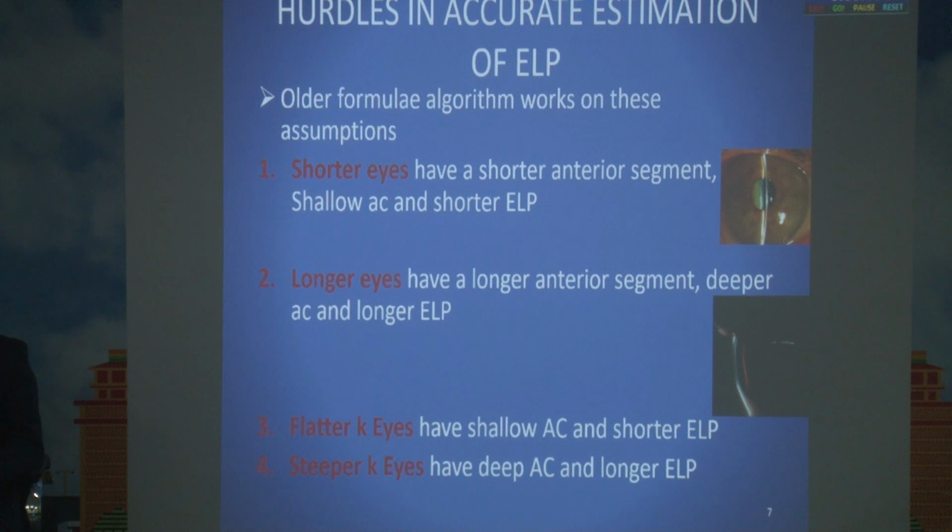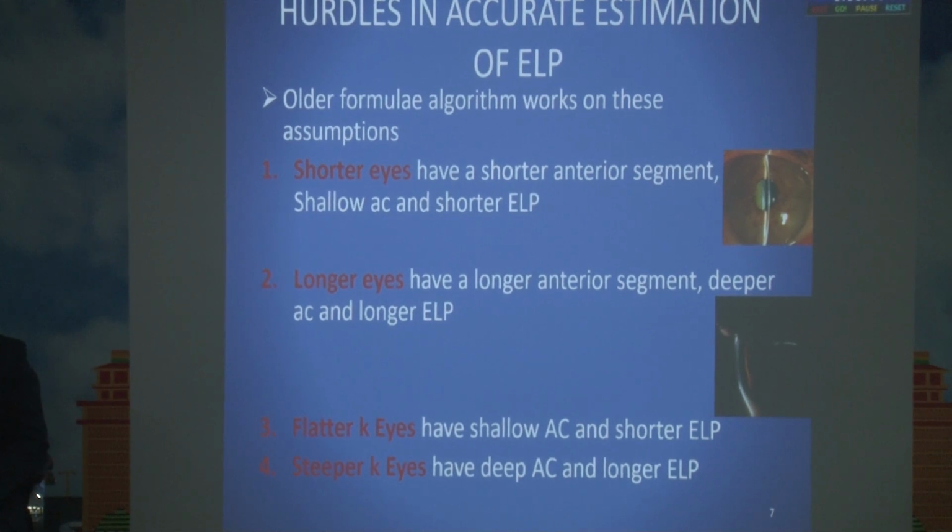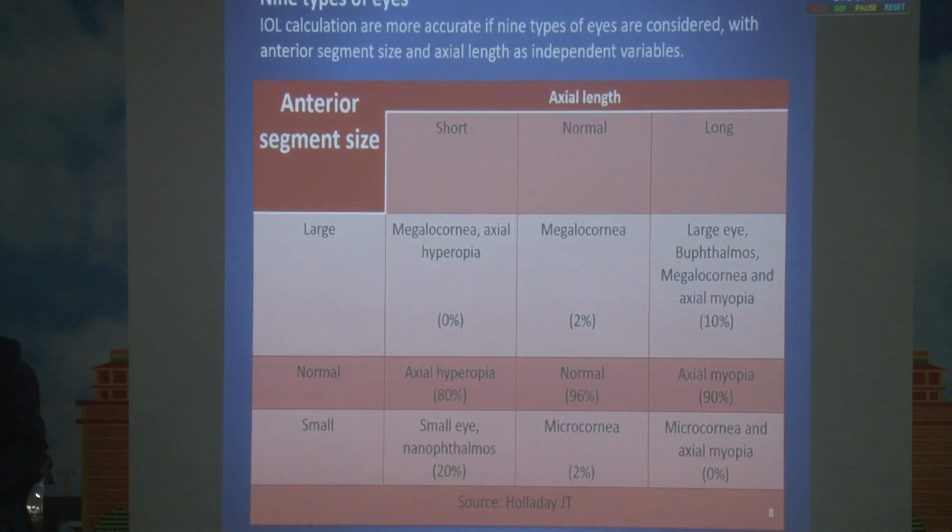There were hurdles in accurate estimation of effective lens position because older formulas worked on some assumptions. That is, the shorter eyes and flatter K eyes were supposed to have shallow AC and shorter effective lens position in contrast to longer eyes and steeper K eyes. But Holladay taught us that there are 9 types of eyes. Eyes with normal anterior segment, 80% may have short axial length and 90% may have longer axial length.